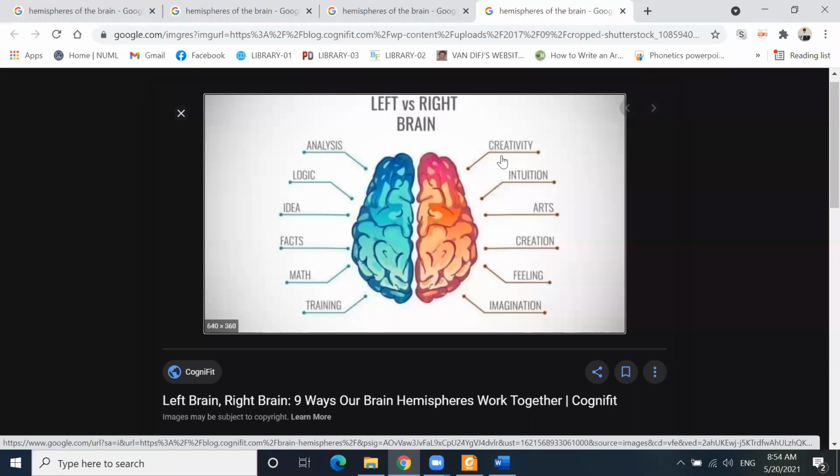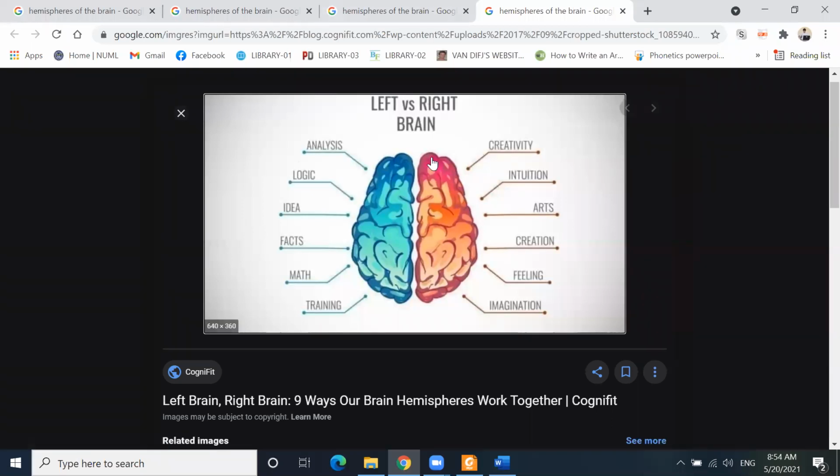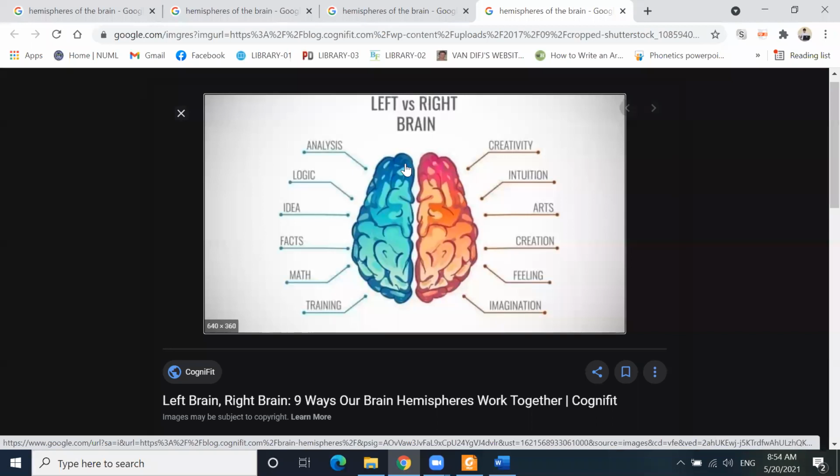Not that much creative. So the basic point which I wanted to tell you is that there are two hemispheres of the human brain. The right side controls the creative activity, while the left side controls the analytical activities. Number two, the right side of the body is controlled by the left hemisphere, while the left side of the body is controlled by the right hemisphere.